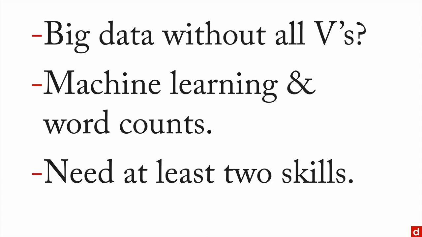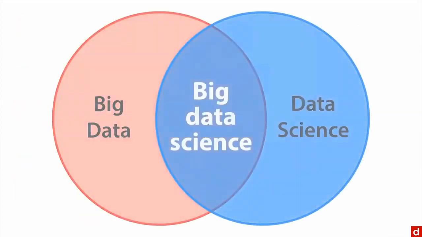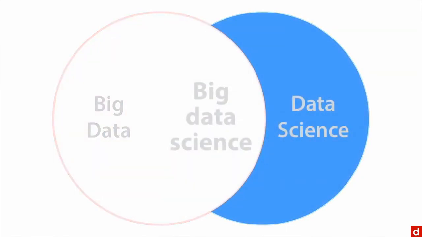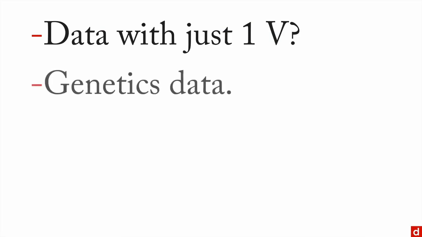So how about data science without big data? That's the right side of this diagram. Well, to make that happen, you're probably talking about data with just one of the three V's from big data. So either volume or velocity or variety, but singly. So for instance, genetics data, you have a huge amount of data and it comes in a very set structure and it tends to come in at once. So you got a lot of volume and it's a very challenging thing to work with. You have to use data science, but it may or may not count as big data.